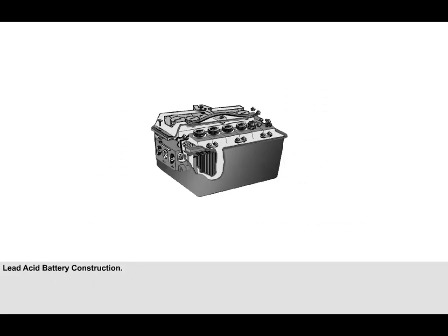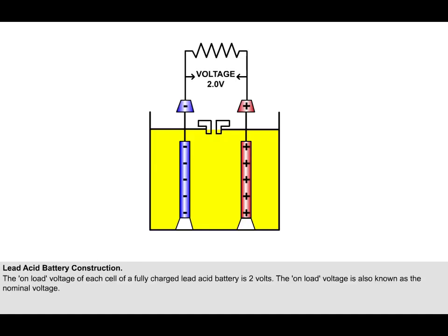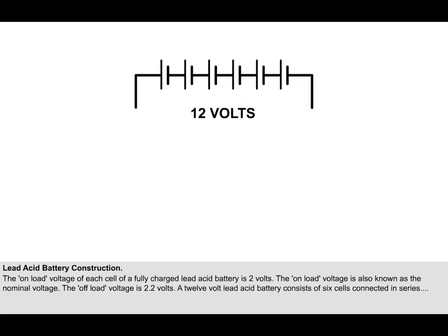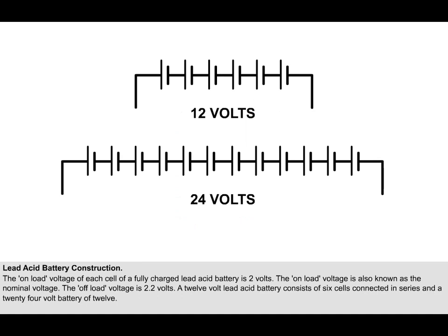One of the most common types of secondary cell battery is the lead-acid battery. The on-load voltage, or the voltage with a load being taken, of each cell of a fully charged lead-acid battery is 2 volts. The on-load voltage is also known as the nominal voltage. The off-load voltage, or voltage with no load applied, is 2.2 volts. A 12-volt lead-acid battery consists of 6 cells connected in series, and a 24-volt battery of 12.